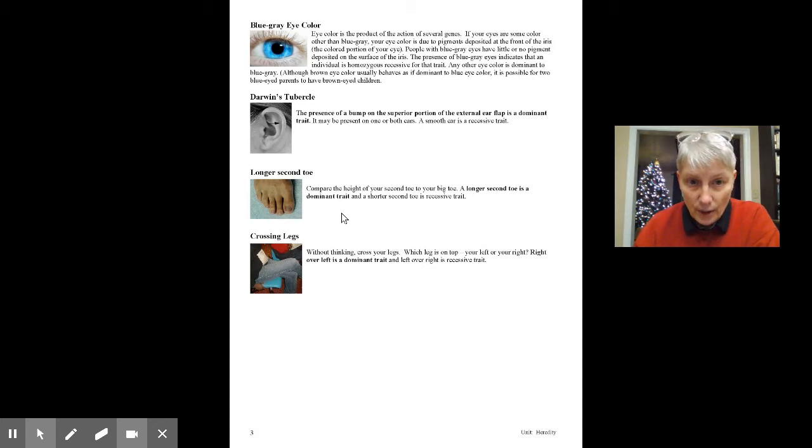And then crossing your legs, right over left is a dominant trait and left over right, just how you would sit normally. And I believe mine, I normally sit with right over left, but I can't always remember. I just have to do it every single time when we do this test.